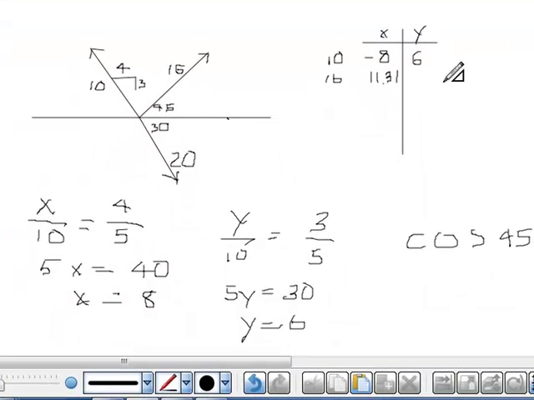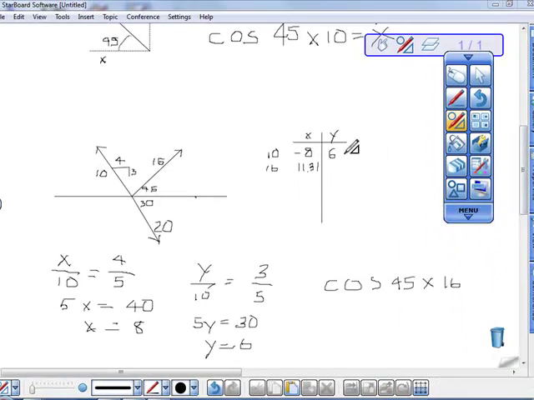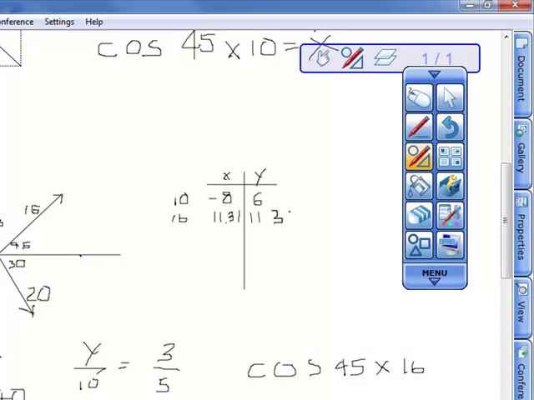And then your y is going to be sine of 45, which is going to be the exact same thing. 45 sine times 16 equals 11.31, just to verify. So your x and your y are 11.31. Are any of those negative? Those are both positive, it looks like.